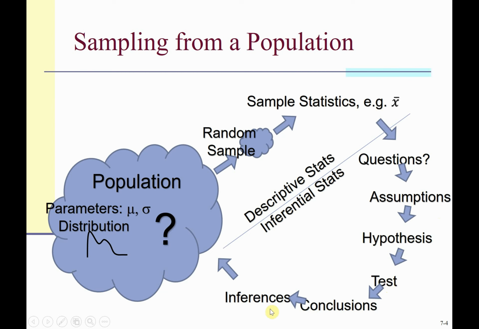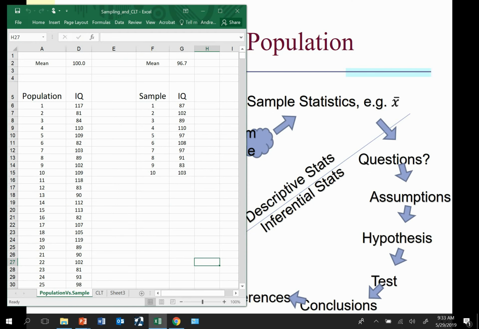And from the output, we can infer something about the population. So this circular thing is what we're always trying to solve or are interested in studying, but we don't have the time to measure everything, so we go down this path after we grab a sample. Let me show you an example in Excel.